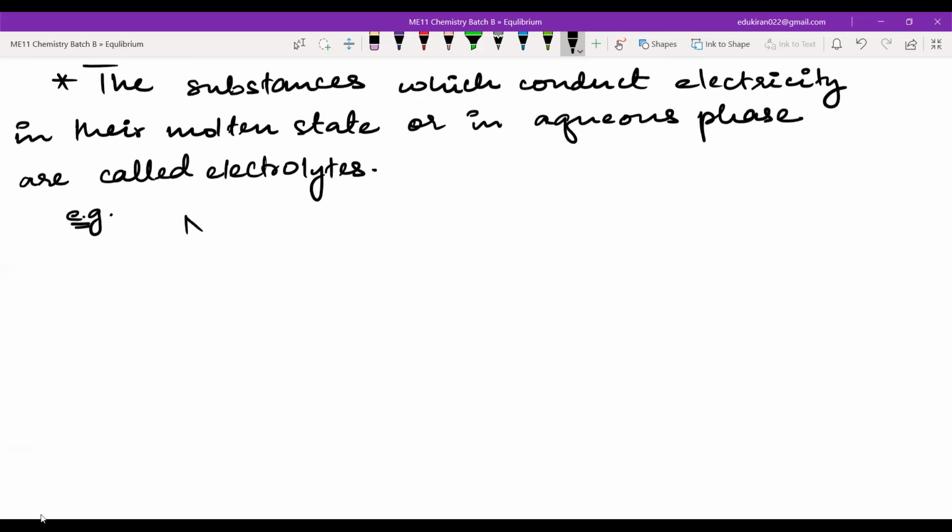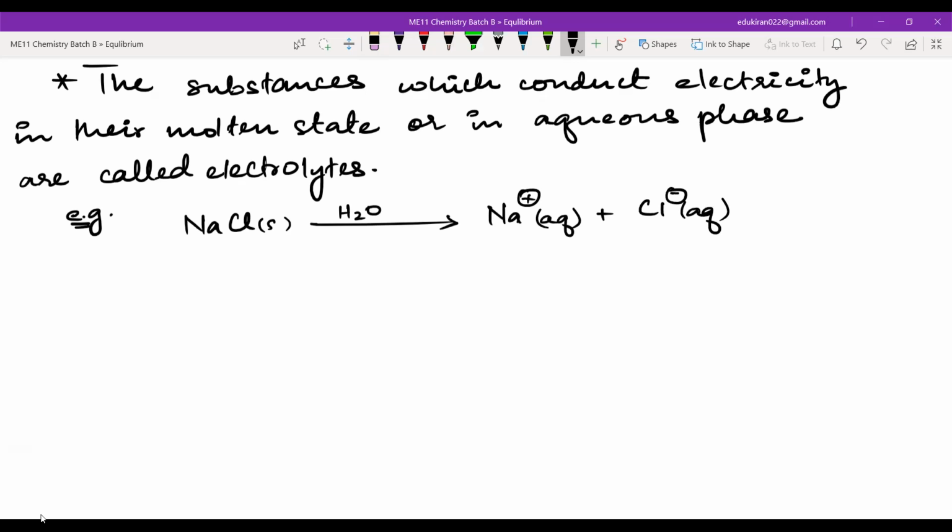For example, NaCl, that is solid. If I add water to NaCl, it is going to become Na+ aqueous plus Cl- aqueous. So I can see what is happening. Now these are the charges which carry the electricity in aqueous NaCl.